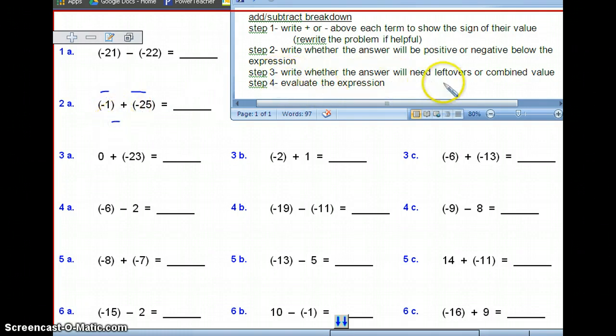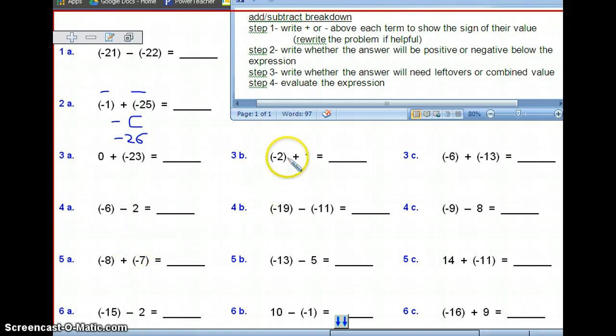And step 3, whether they will need leftovers or a combined value, I'm going to write C for combined. So I'm going to combine two negatives to make more negative, which means I know that the answer is negative, and I'm combining the values. 1 and 25 is 26. So it's -26 would be my final answer there.